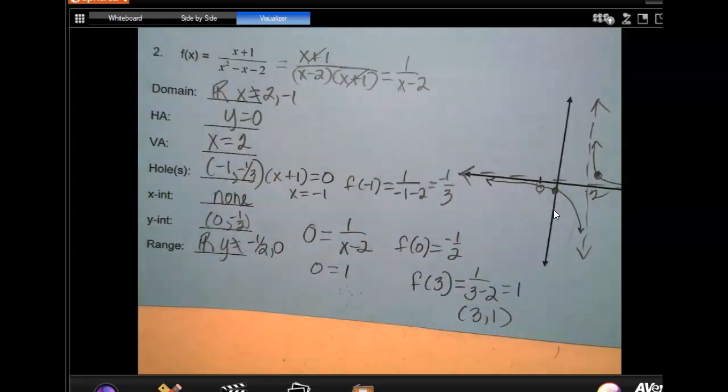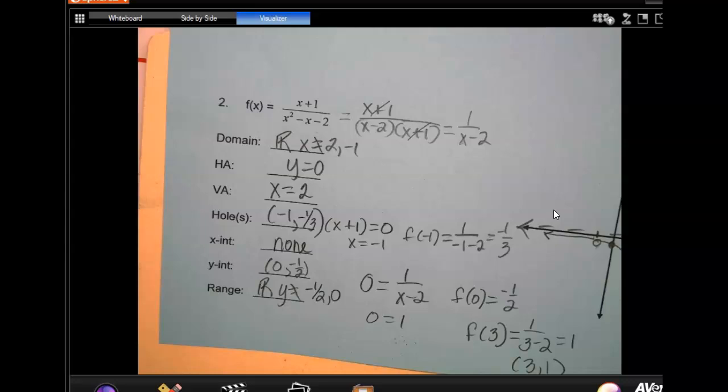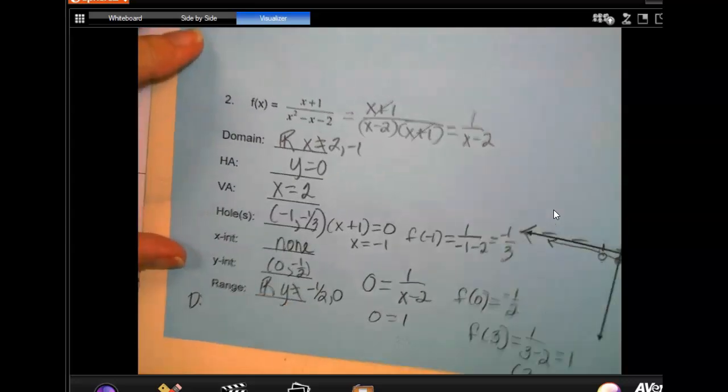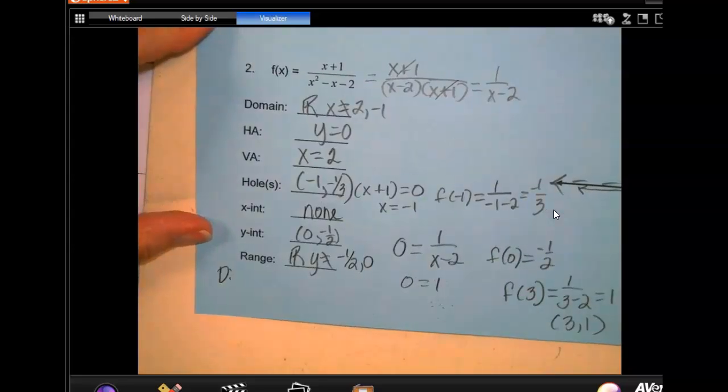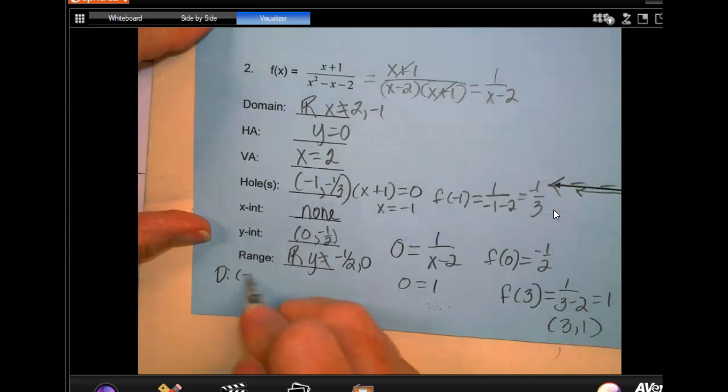Okay, the other thing I want to talk about before I move on is on the quiz, we've been writing the domain and range like this, right? One of the questions asks you to write it in interval notation. And so if I'm going to write the domain in interval notation, where do I start? I start down here, which is negative infinity.